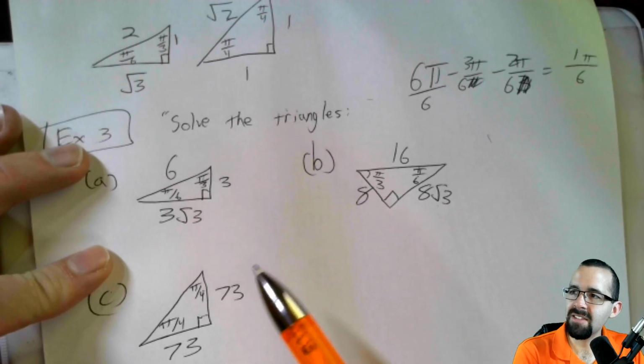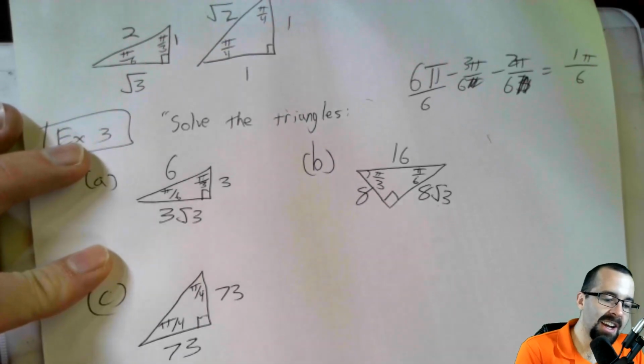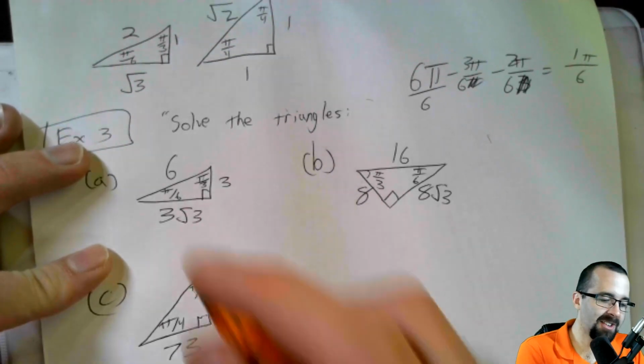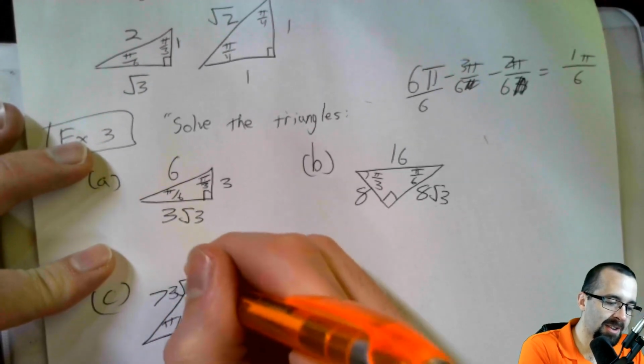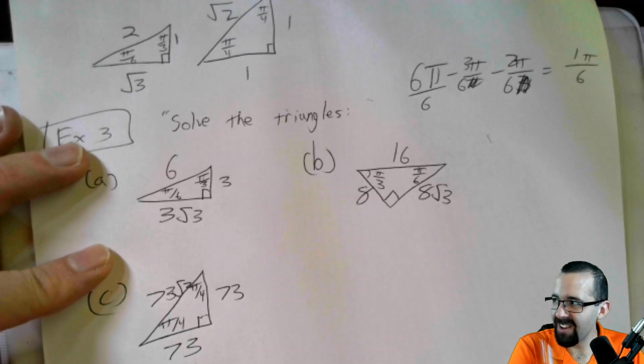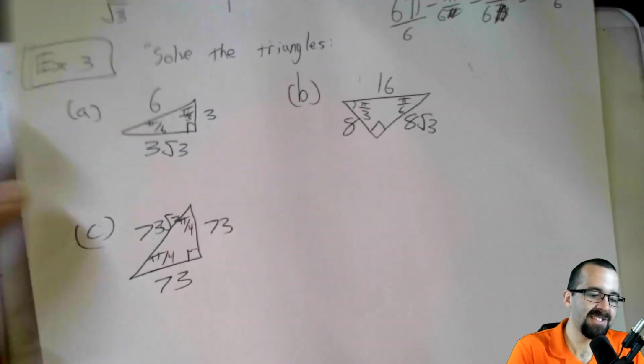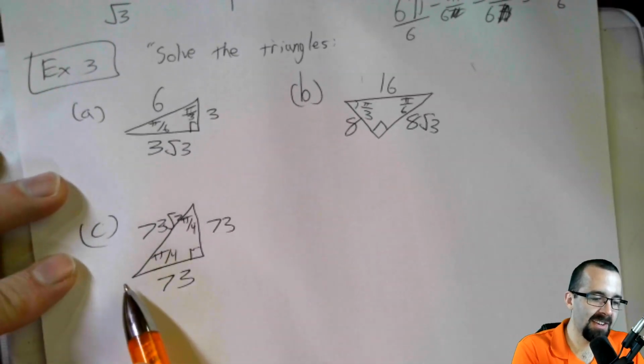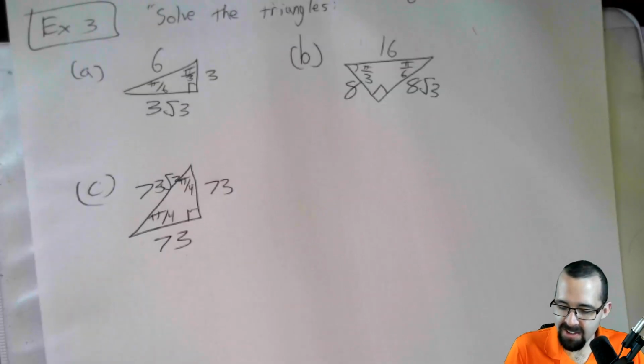The hypotenuse is going to be this times the square root of 2. So you have 73 times, oh, I don't have a lot of room. 73 times the square root of 2 is the hypotenuse. Yes, very good. Very good, Cooldown. All right, so that's the answer. That's how you solve these triangles.